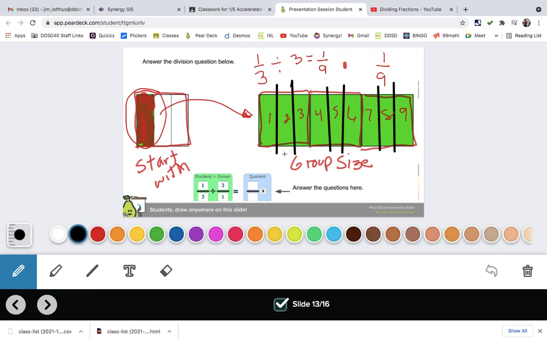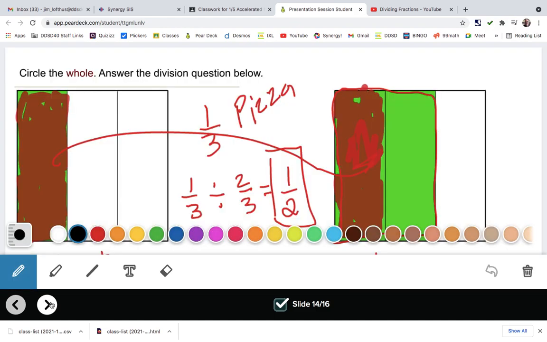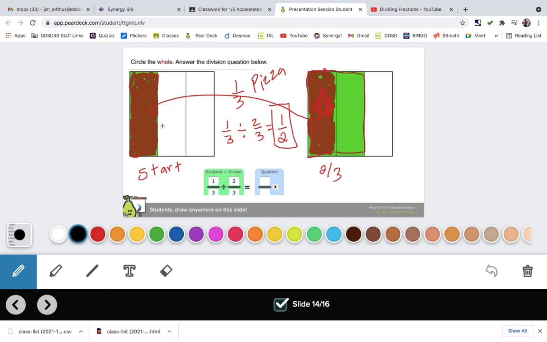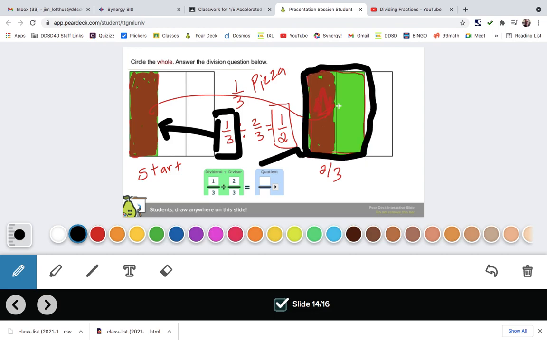group. So the next one, the group size is 1/3. Or excuse me, we start with 1/3, and then the group size was 2/3. So that's what 1/3 divided by 2/3 means. Start with this right here, 1/3, and put it into groups that are this size right here, 2/3. We only have 1/2 of a group.